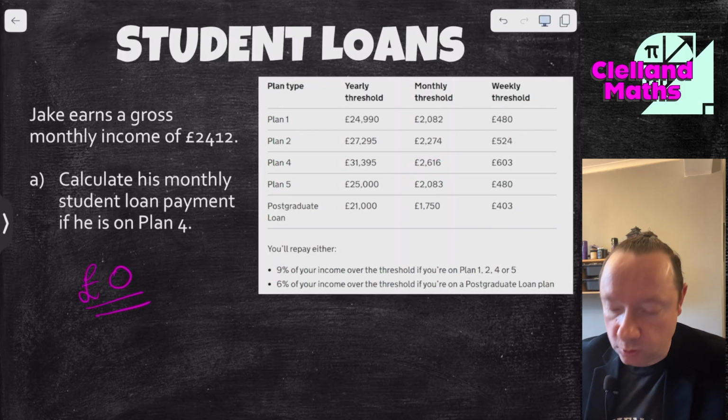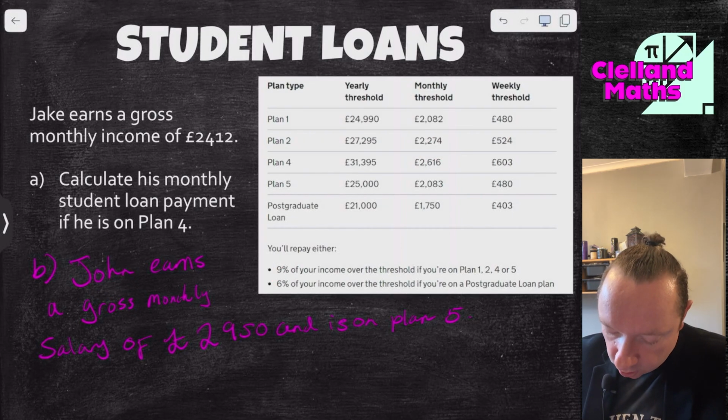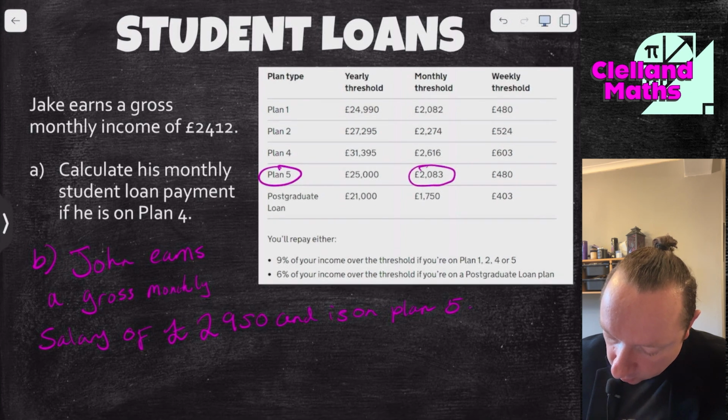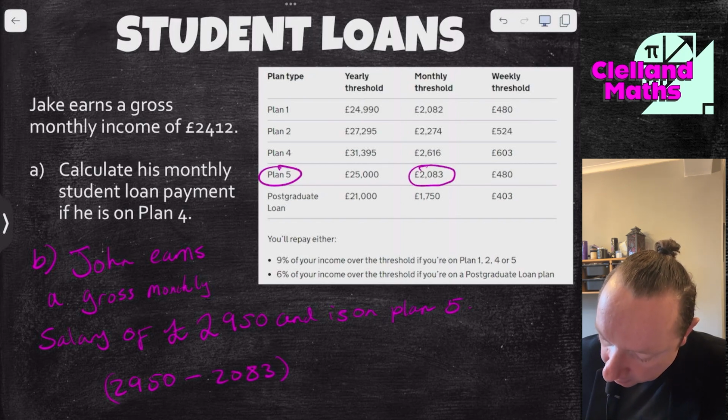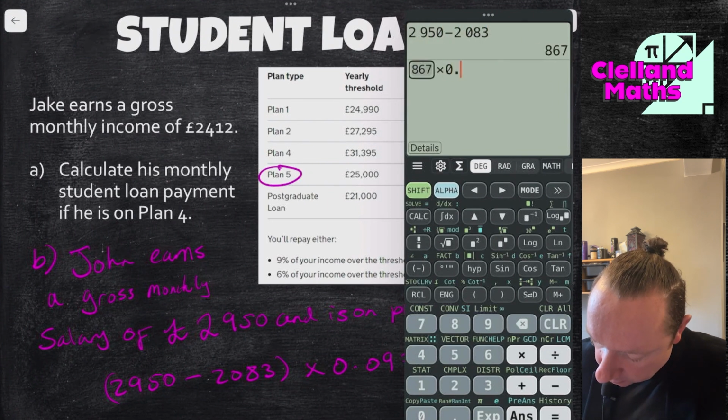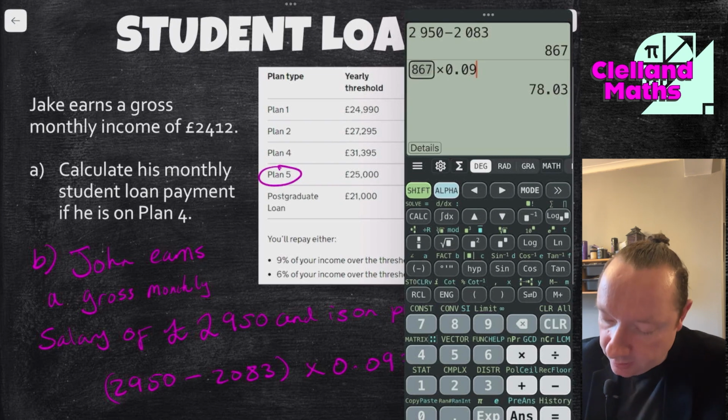Let's look at some examples. Okay, so a simple example. John earns a gross monthly salary of £2,950 and is on plan 5. So there's plan 5. The monthly threshold is 2,083, so I just do 2,950 minus 2,083, and it says 9% of your income above the threshold if you're on plan 1, 2, 3, 4, 5. So 9% is 0.09. 2,950 minus 2,083 times 0.09, £78.03.